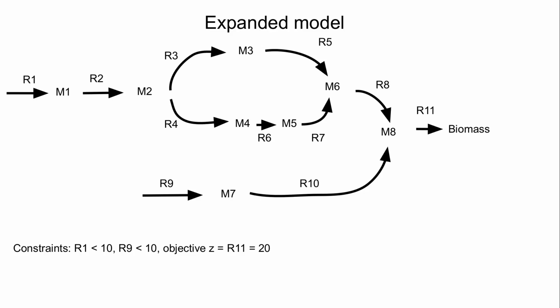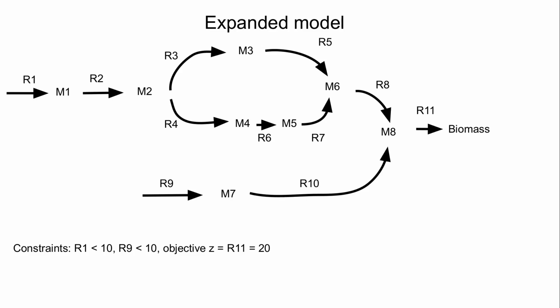R9 and R10. R9 imports metabolite 7 from the environment. R10 processes M7 into making M8, and then that can be fed into the biomass. Now if we say R1 less than 10 and R9 less than 10, we can produce 10 M8 through this lower pathway, and we can produce 10 M8 through this upper pathway. And since all of this M8 can be turned into biomass, our optimal value for the objective is 20. So that is the baseline we're looking at before we start making knockouts.